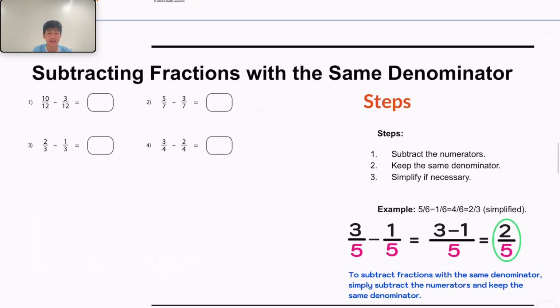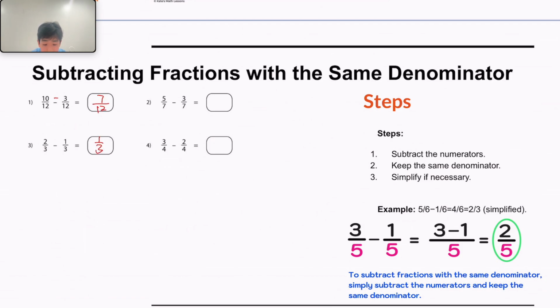Let's take a look at subtracting fractions here. Subtracting fractions with the same denominator. There are 3 steps here. First, subtract the numerators, keep the denominator the same, and simplify if necessary. So this is basically just the opposite of what we did when adding. In this case, you just subtract the numerators instead of adding them. So in this case, we see 12 is the denominator and 10 and 3 are the numerators. So we subtract 10 and 3. This will become 7 over 12.